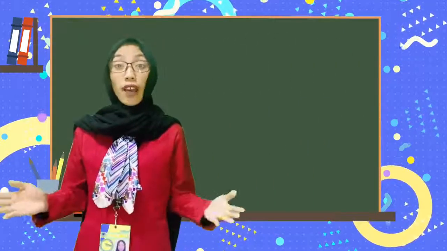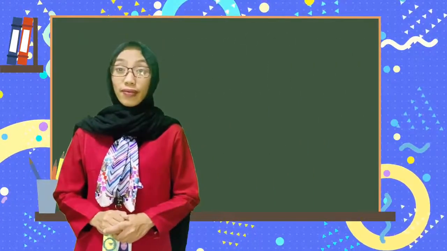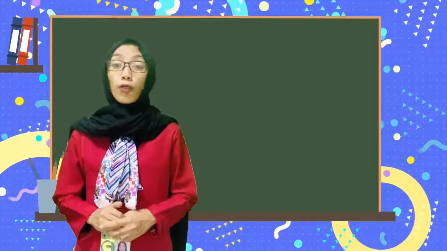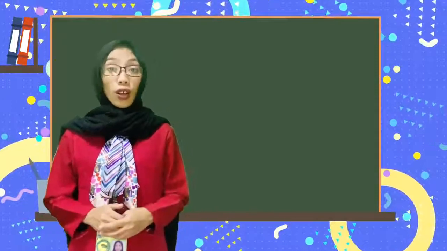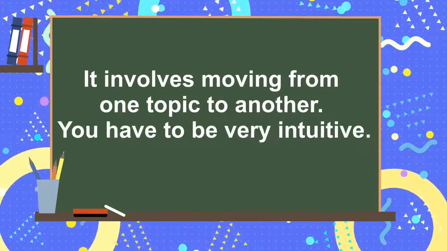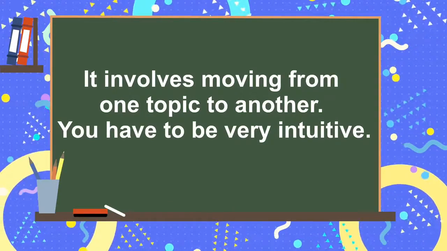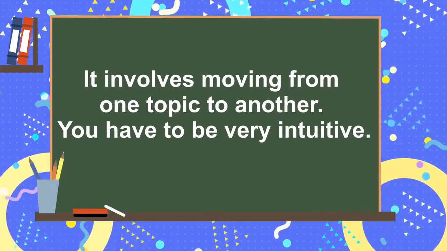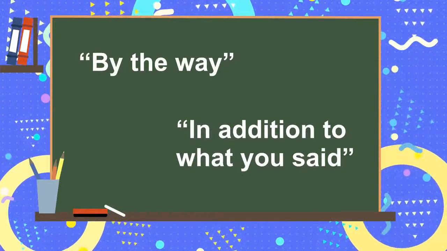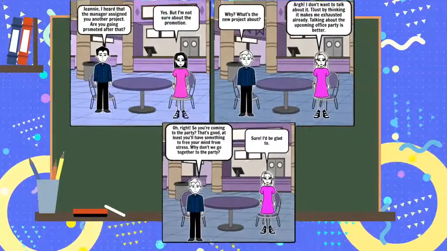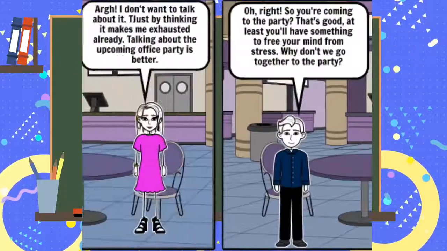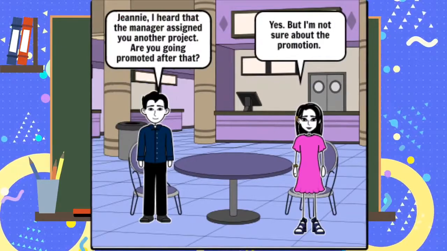Okay, class, do you have any questions about it? Okay, I guess you don't have. So let us move on to another type of communicative strategies, which is called topic shifting. It involves moving from one topic to another. You have to be very intuitive. You may say, by the way, in addition to what you said, and the like. So here is an example that shows the type of communicative strategies which is called topic shifting.